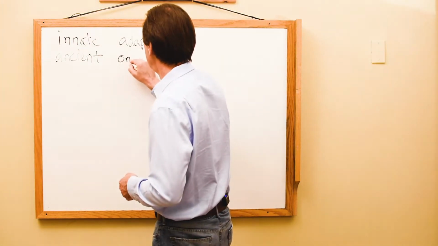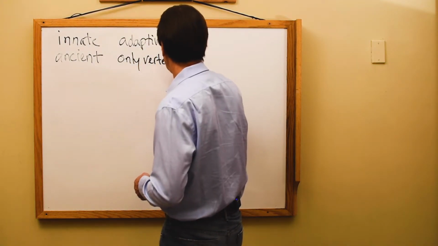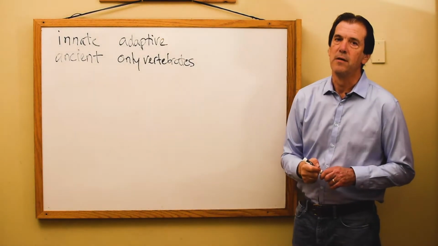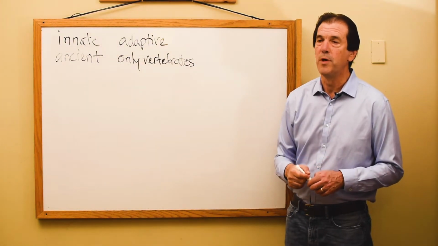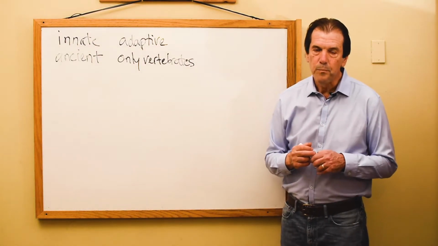Meanwhile, the adaptive immune system is much more recent. It's only found in vertebrates. And it evolved over the last few 100 million years. Still reasonably old, but not nearly as ancient as the innate immune system.